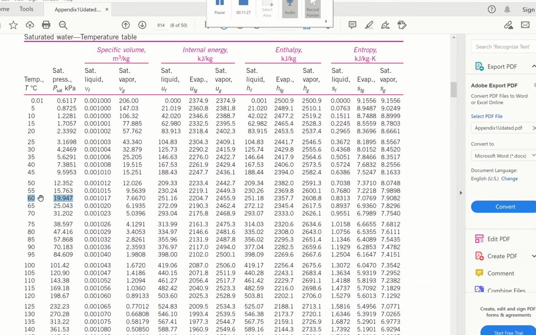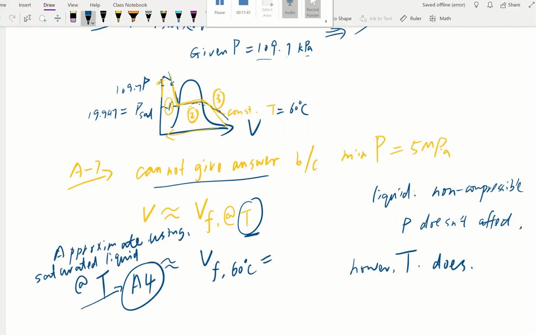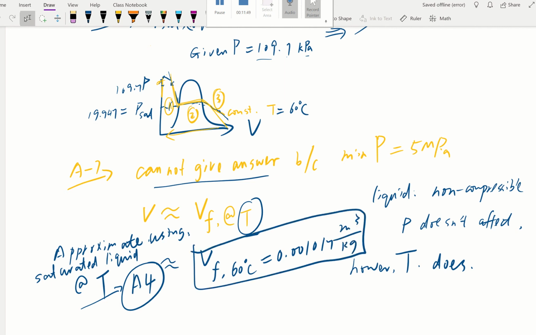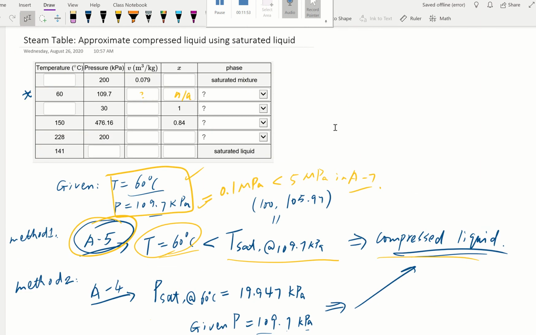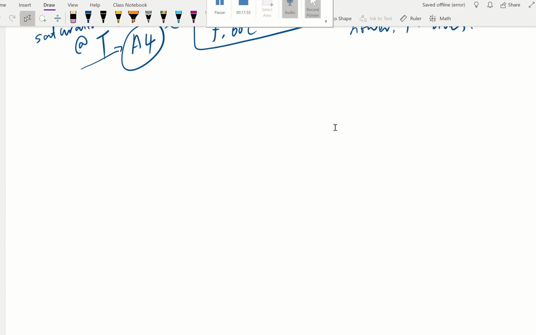We are here, and we are solving for V. And we said we are going to use saturated liquid to approximate, so it's Vf. That's our answer: 0.001017 meter cubed per kilogram. That is our answer for this problem for specific volume. Here, I'm going to extrapolate just a bit.